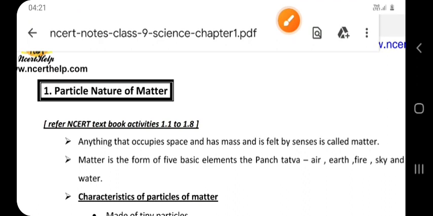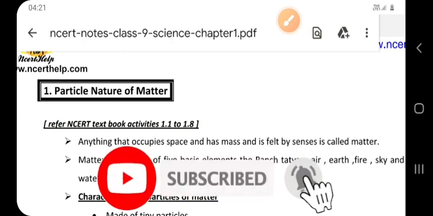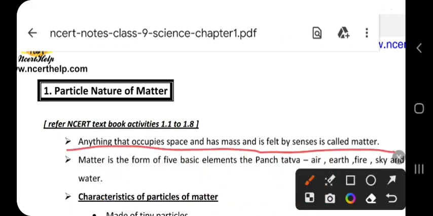Physical nature of matter. Firstly, let's talk about what matter is. Anything around us which has mass and occupies space is called matter. For example, your phone, your tablet, table, book, pen, notebook, etc. are examples of matter. Matter is made of the five basic elements, the Panchatattva: air, earth, fire, sky, and water. These are the Panchatattva.